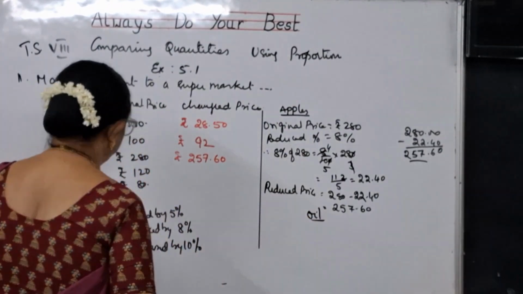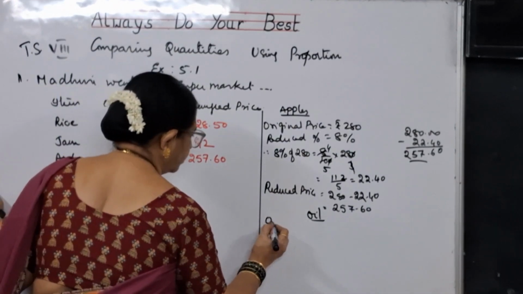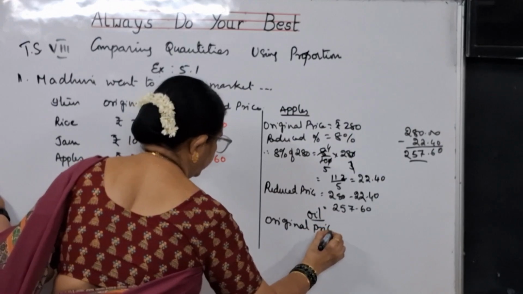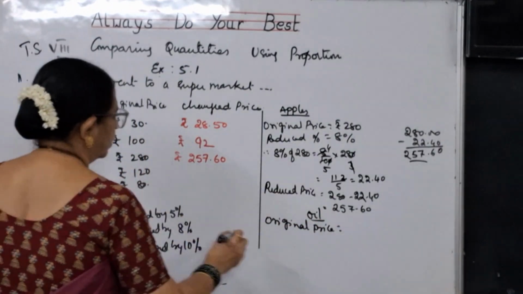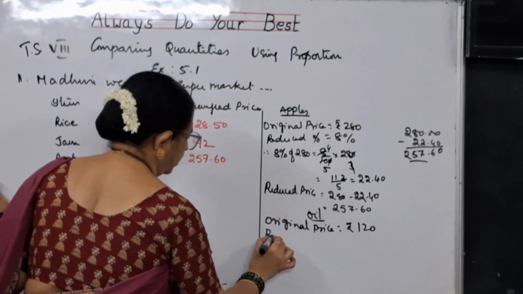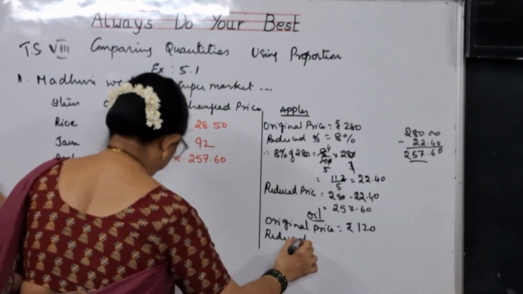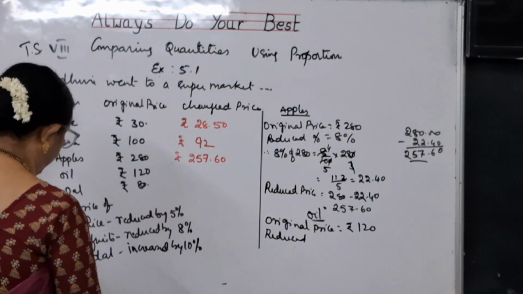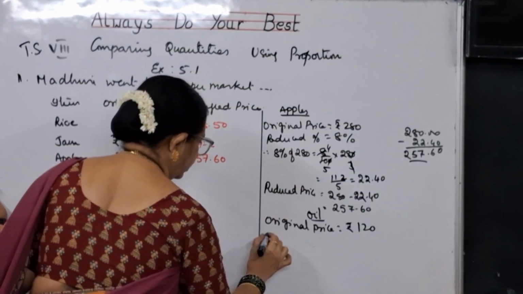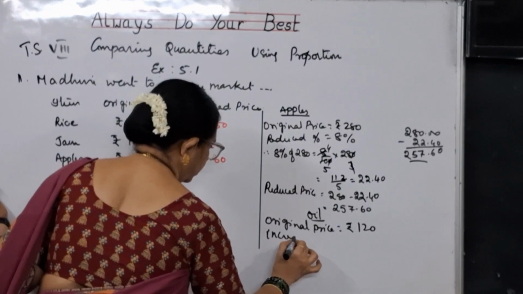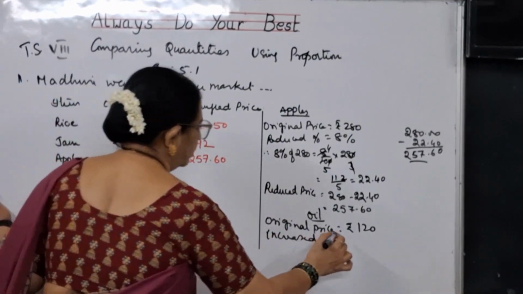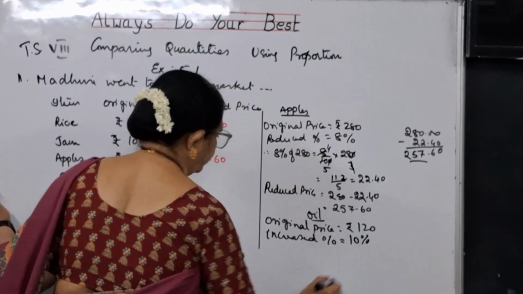After apples, oil. So let me talk about oil. The original price of oil is rupees 120. For oil, and dal too, the price increased. How much increased percent? 10%. So how much is increased?